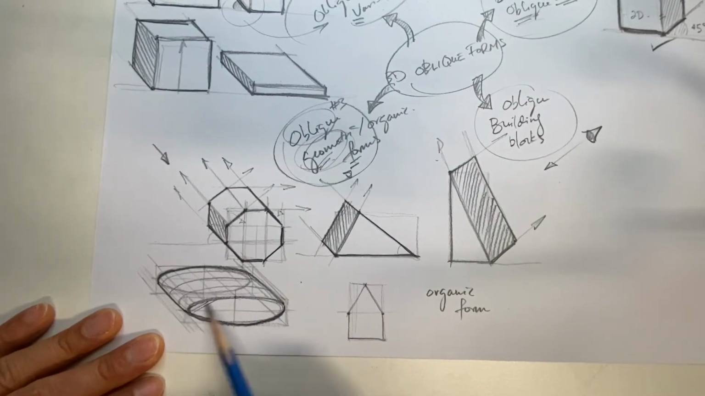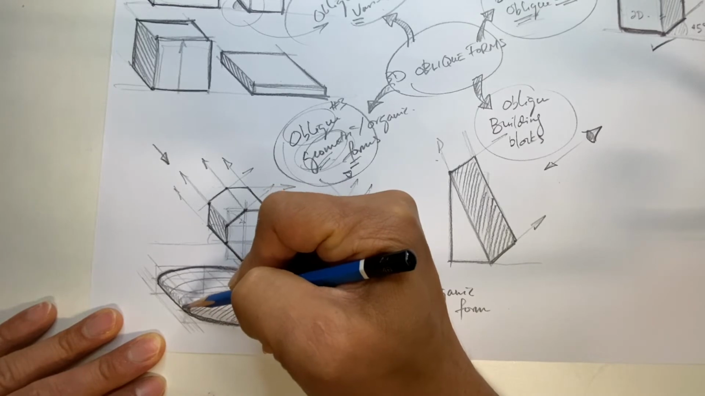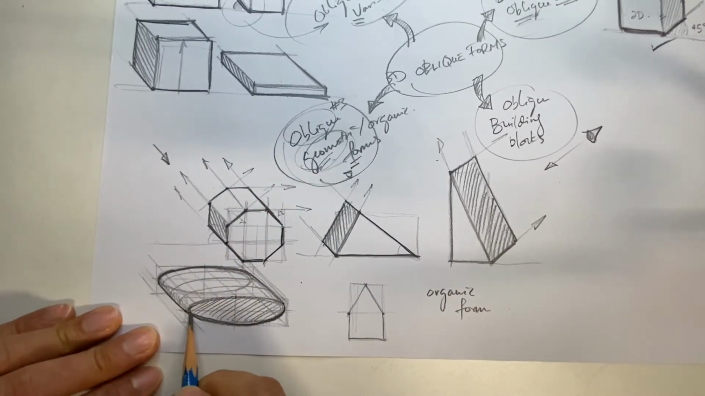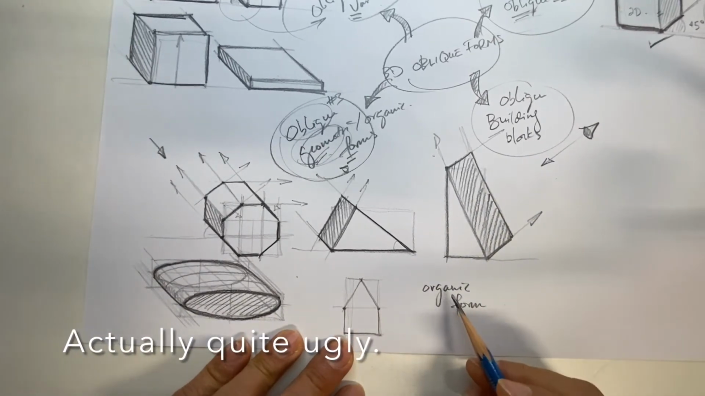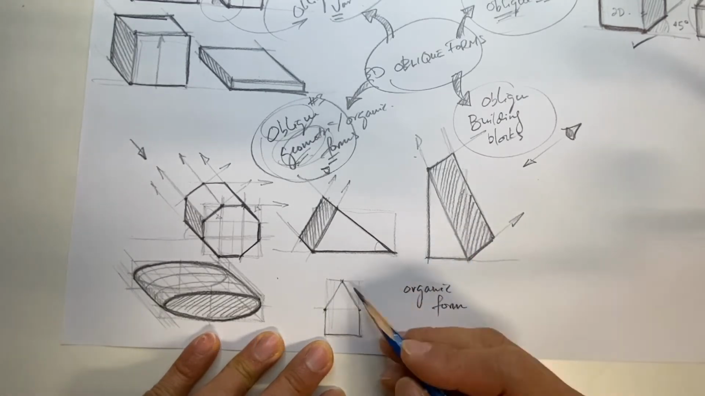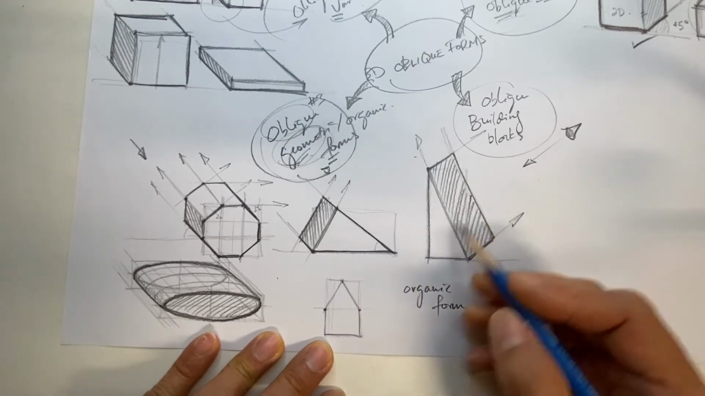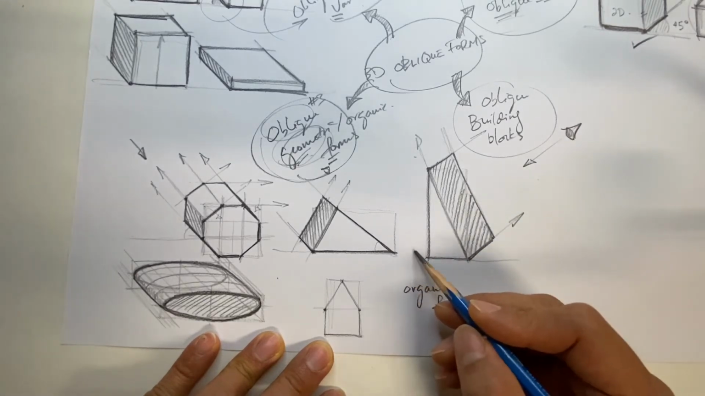And then I'm going to shade the front. Okay, there you go. This is a 3D oblique oval. Not a very nice looking one, but anyway. Okay, now the house, the 3D organic form. I'm going to look at it since this is closer to this one. I'm going to look at it from the right again.